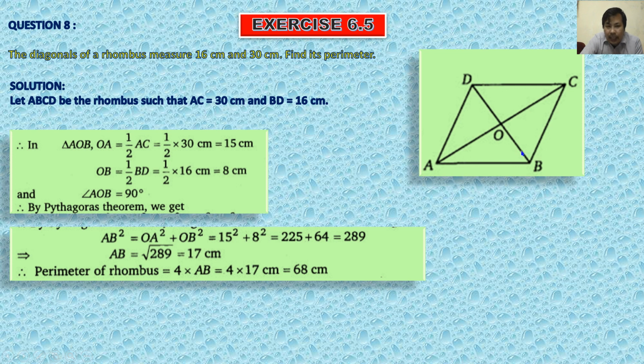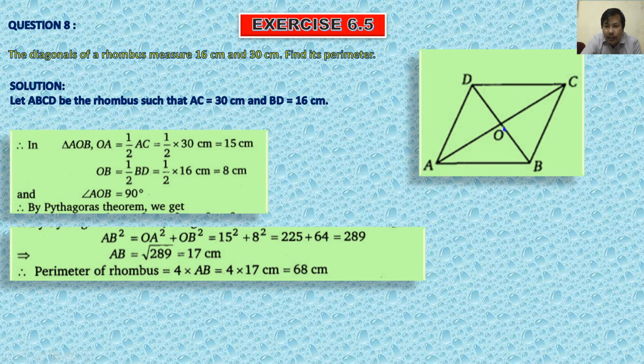Now we are going to find out AB, isn't it? So now again in the triangle AOB, what happened? You see, my dear student, here we get AO as 15 centimeter, half of AC. Again, OB is half of BD as 8 centimeter, because BD is given as 16 centimeter and AC as 30 centimeter. And angle AOB will be 90 degree.